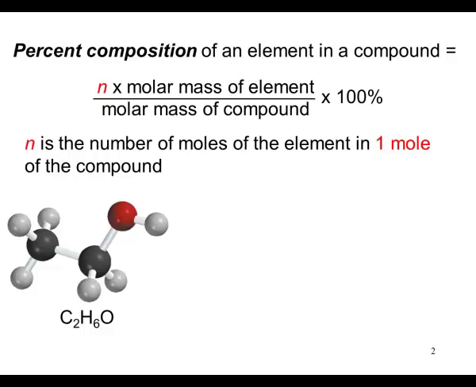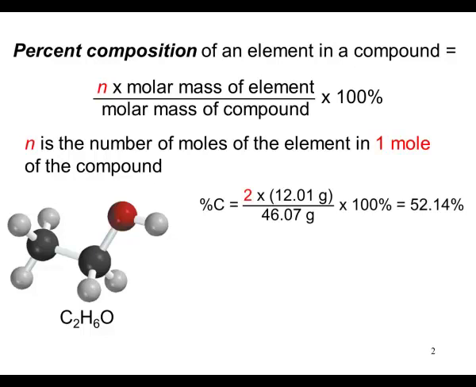C2H6O. There are 2 carbons, 6 hydrogens, and 1 oxygen in this compound. The total molar mass of the compound is 46.07. To calculate the percent carbon, we take the 2 moles of carbon multiplied by the molar mass 12.01, divide by the molar mass of the compound, times 100. It equals 52.14%.